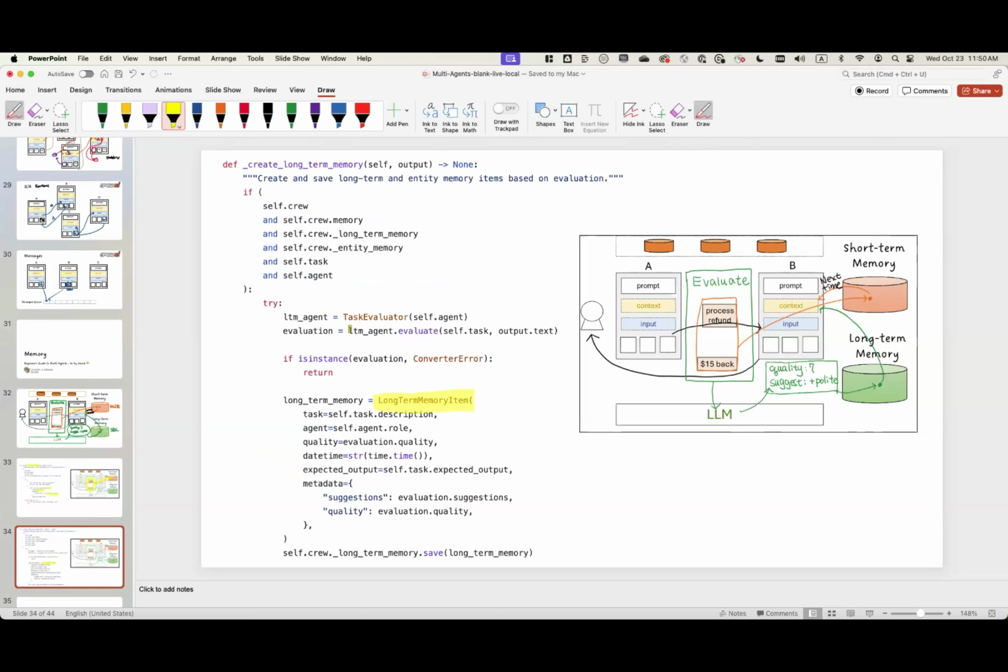And then you can see that you use the LLM agent here to evaluate the task and output. And as a result, you get suggestion and quality, which is why we have here suggestion and quality, and then you save them into the long-term memory. So you can see that the code actually implements this logic of long-term memory, because you want your multi-agent system to learn from the system and become better on its own too.